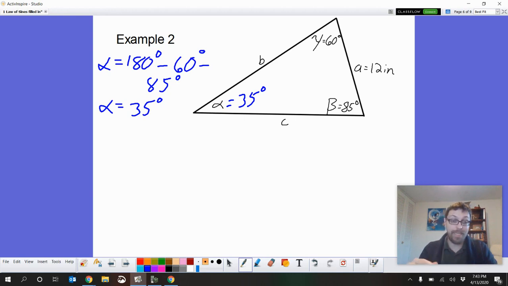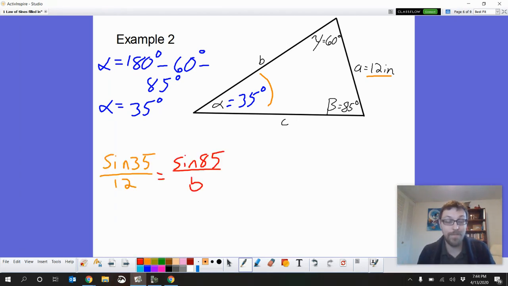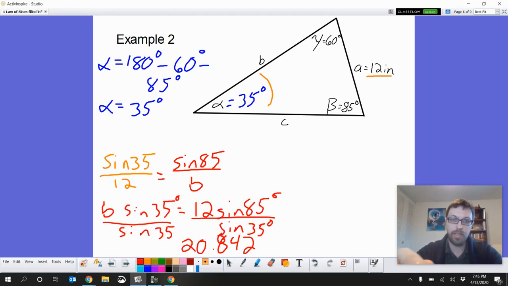Next, I need to identify my key. What is an angle and a matching side? So I've got this angle right here and its matching side. That's going to be my key to get the other two. To find the other two, you pick one. I'm going to start with B, so I'm going to set up a proportion for me to solve. In that one, I've got an angle over its matching side, 35 degrees and 12, and 85 degrees and B. Since that's an angle and my matching side, I'm all set to solve. Solving steps will be the same as they were in the previous example. And that is our B, 20.842.